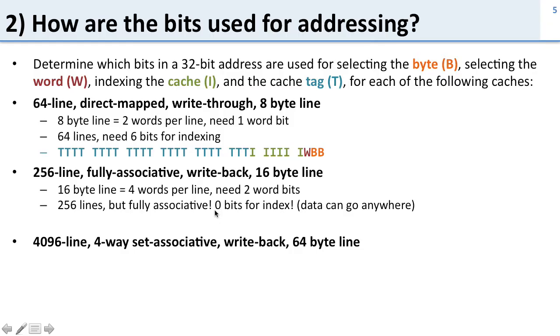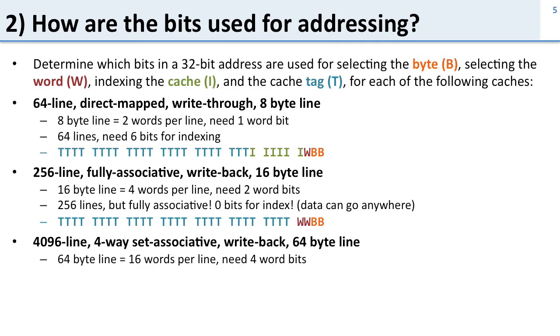The 256 lines are fully associative. That means we don't have any bits for the index because data can go anywhere. So here we have 2 bits to determine the byte, which we always have, and then we have 2 word bits to determine which word because we have 4 words per line. For the 4096 line one, we have 64 bytes per line, so 16 words per line, so we need 4 word bits, and we've got 1024 sets, so we need 10 bits for indexing. Now remember, we have 4 ways in each set, so within each of those, choosing those 4 ways, we don't need any bits because they're associative, so it'll choose based on the tag.